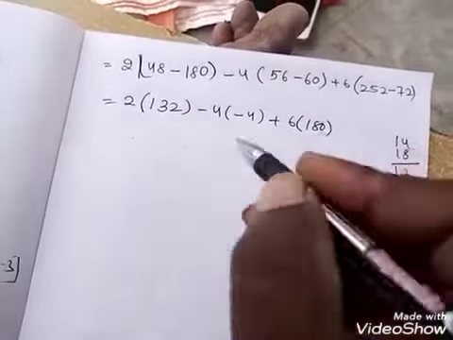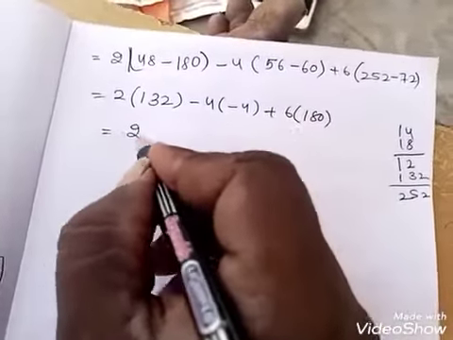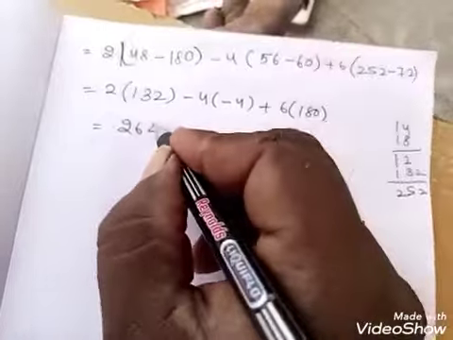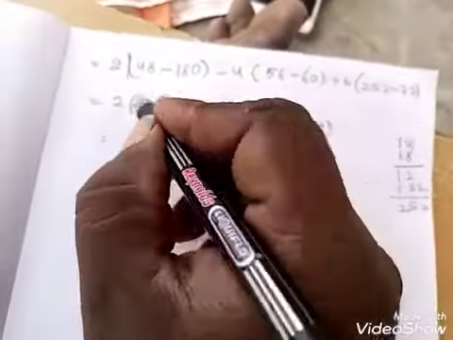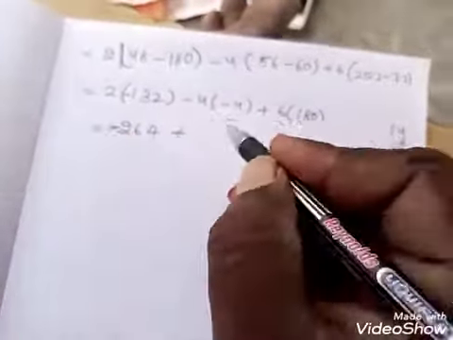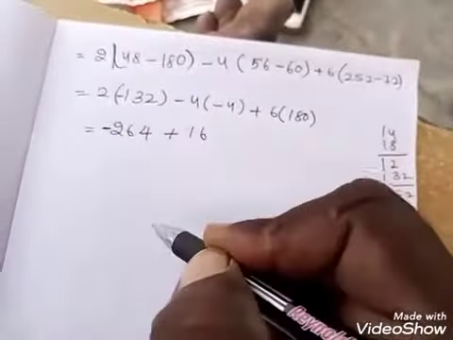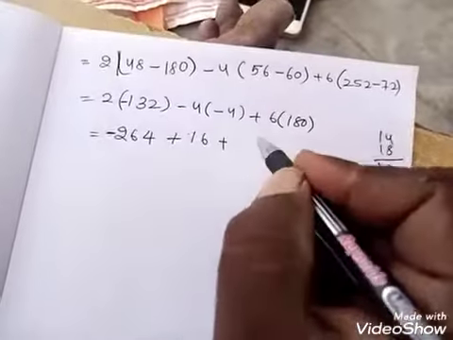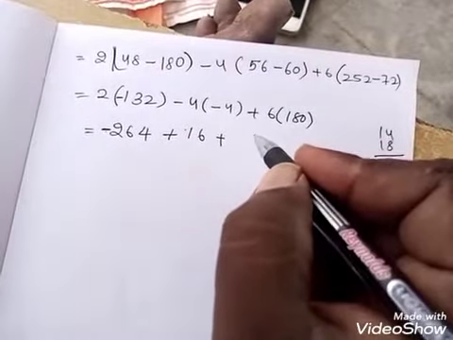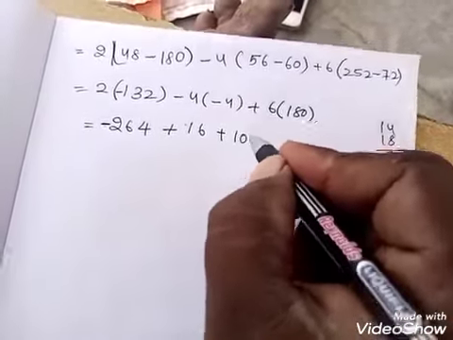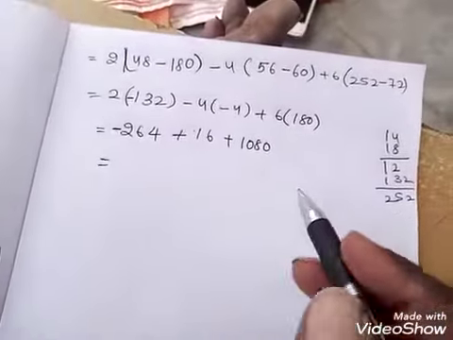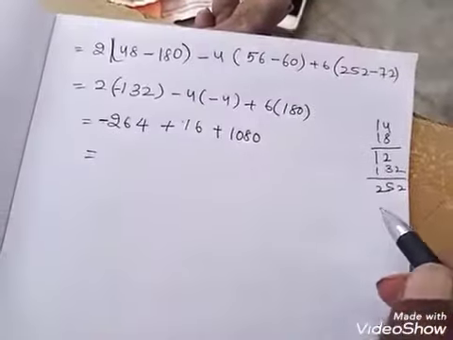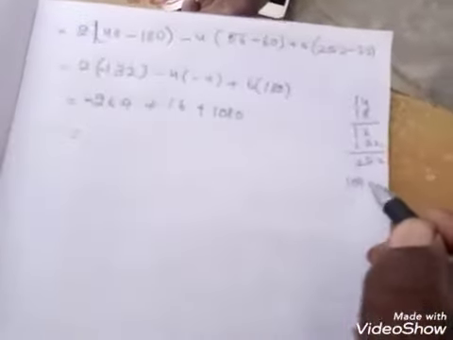Now here what are you going to get? 2 into minus 132 is minus 264. Minus into minus gives plus 16. Plus 18 into 6, and 18 into 6 means 108, that is 1080. Then what you got? Observe, now here 1080 plus 16, that is 1096, minus 264.